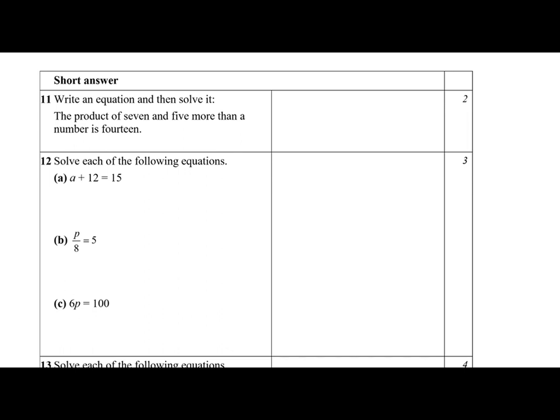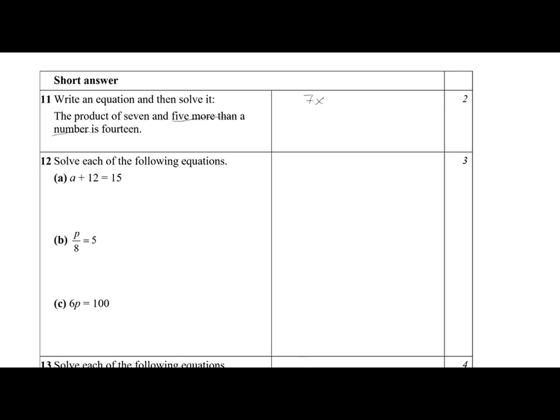So we need to put into maths what we've got on the left. So the first part is the product of. The product of means a multiplication. So the multiplication of two things. The first thing we're given is 7. So 7 multiplied by something. Then we've got this tough part, which is 5 more than a number. You can see I've missed with the pen the first time. Hopefully we'll get that right.